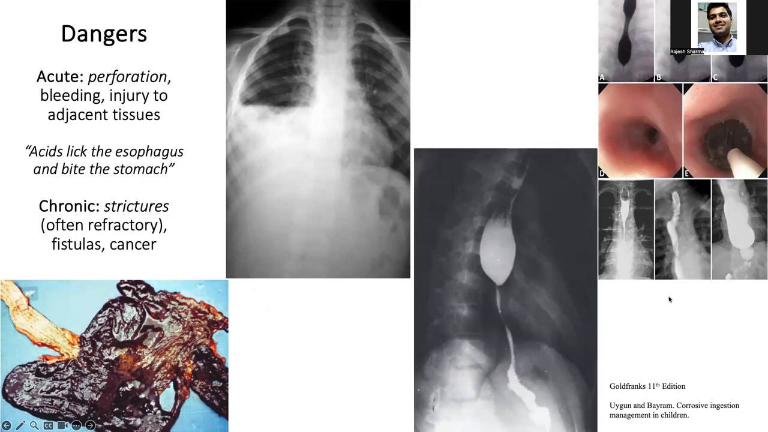Patients can sometimes develop fistulas either between the esophagus and the tracheobronchial tree or between the esophagus and the aorta, which is obviously very dangerous. And then people who have caustic ingestions are at increased long-term risk of developing esophageal cancer.